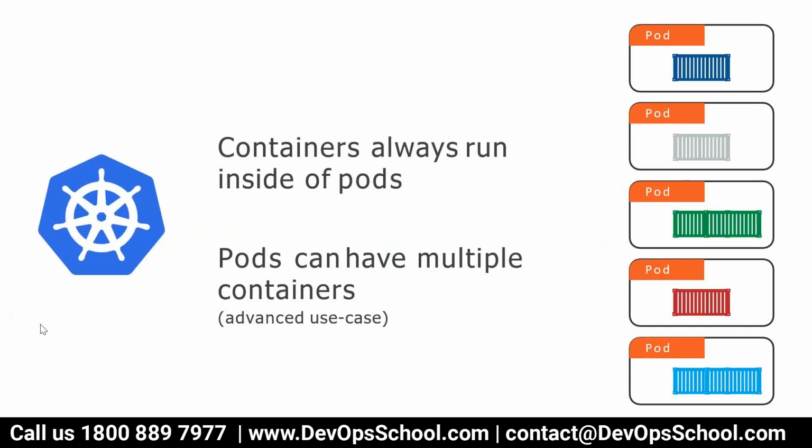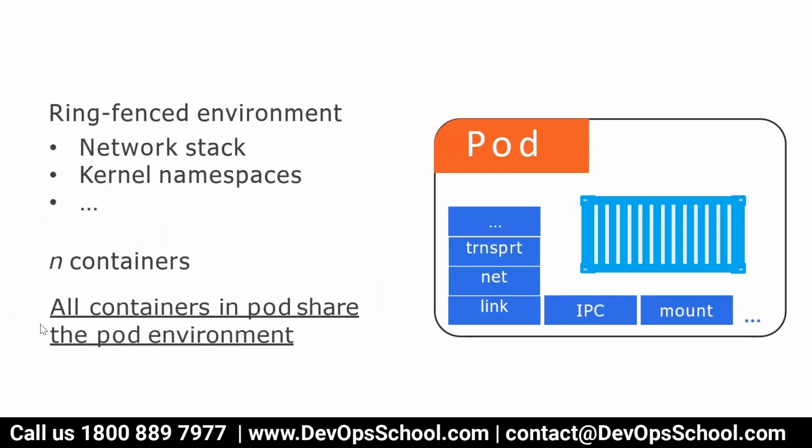Look at this here. Containers always run inside a pod, and you can have multiple containers inside a pod, which we have discussed. Let's say you have a pod and inside that you have a container. All the kernel resources and network resources which got assigned to the pod are used by all containers of that particular pod. So all containers in a pod share all the environment which you assign to the pod.